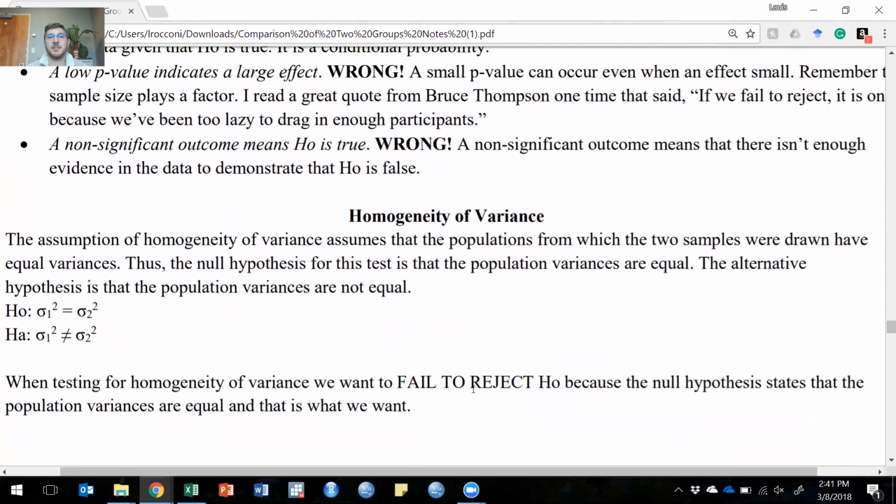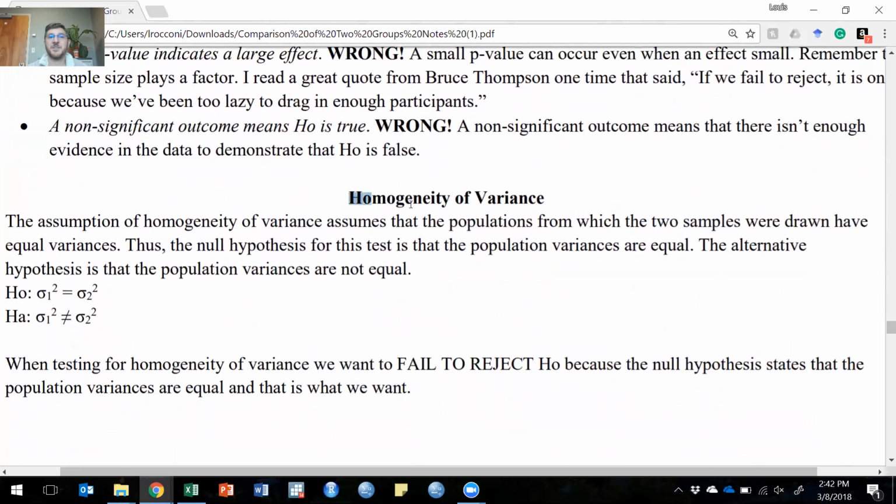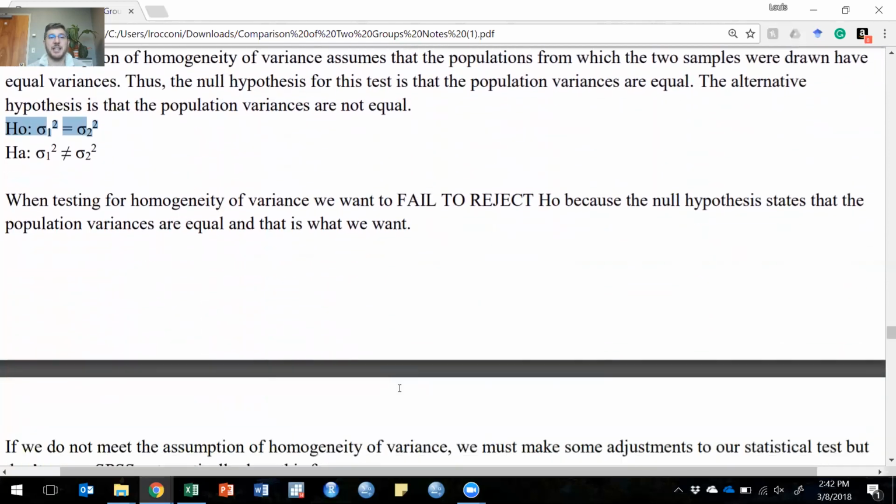Also some more information on the test of homogeneity of variance. Remember, the homogeneity of variance assumes that the populations from which the samples were drawn have equal variances. So the null hypothesis in this case is that the population variances are the same. That's what we want. So when we're testing for homogeneity of variance, we actually want to fail to reject this test. We want to have a high p-value in this case because it means we've met the assumption of homogeneity of variance.